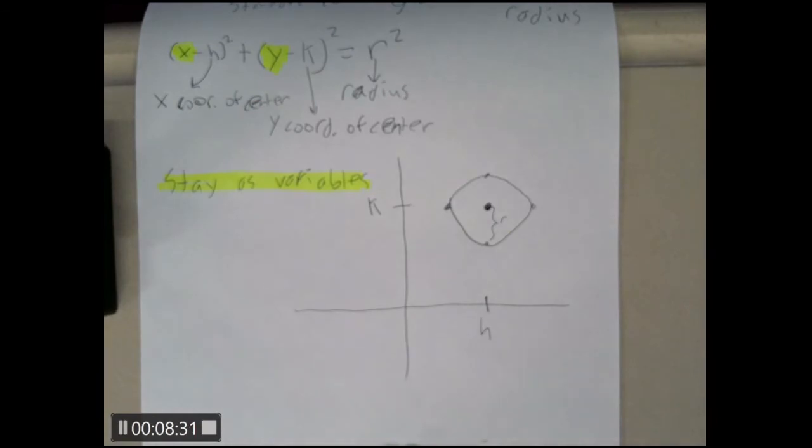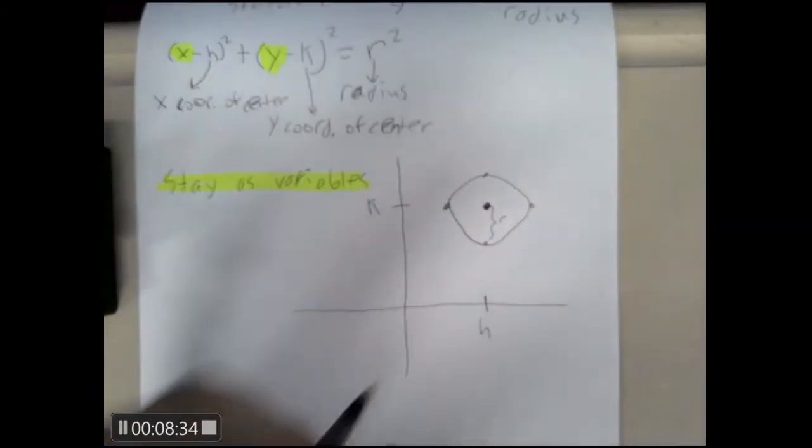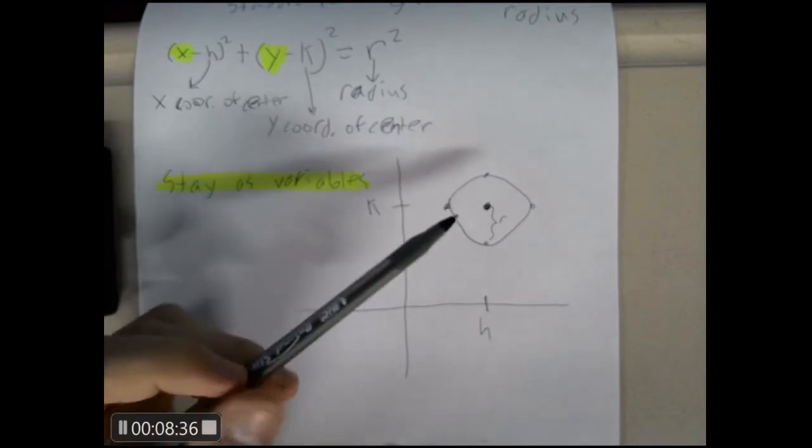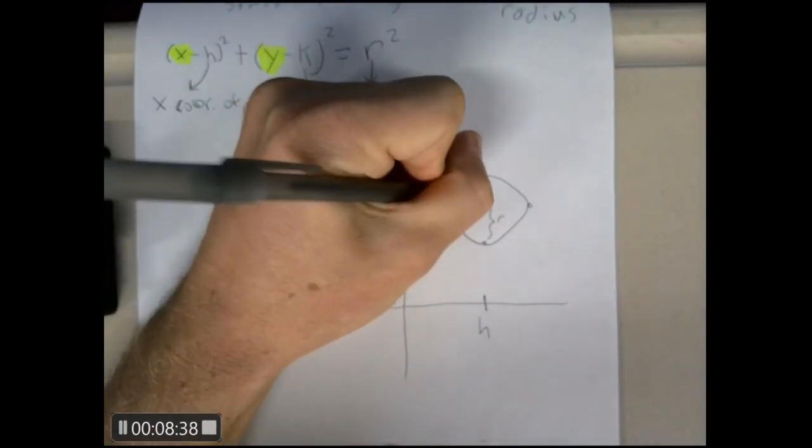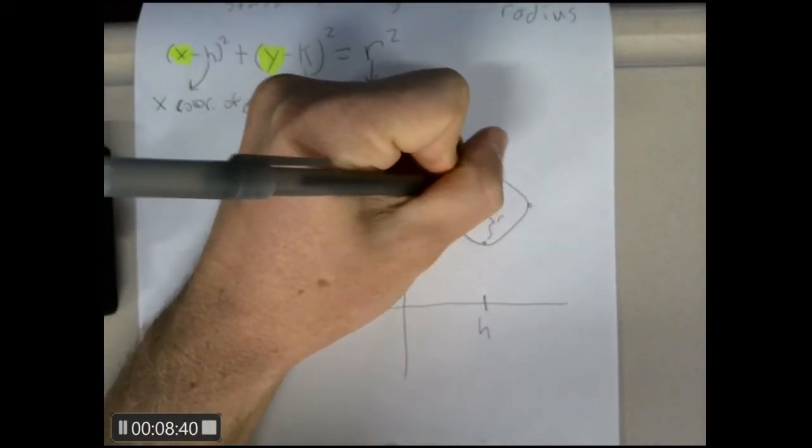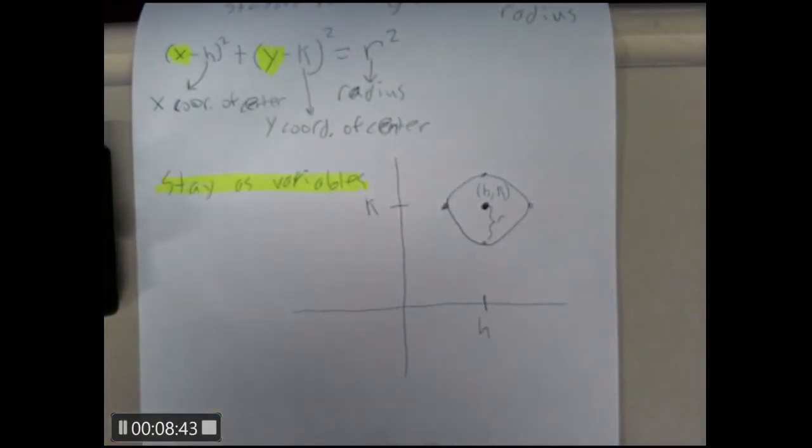So this distance right here is r. And this point right here, in the center of our circle, is our center, and the coordinates of this point are h, comma k.